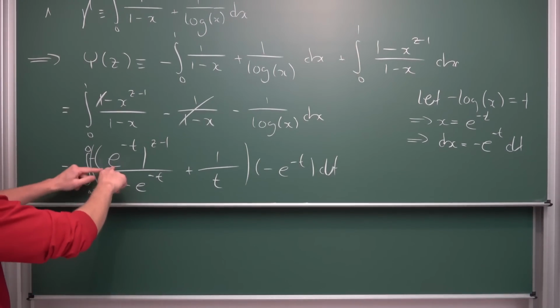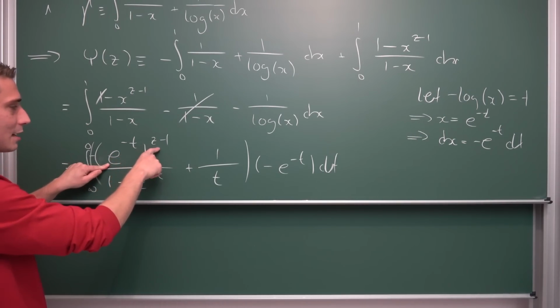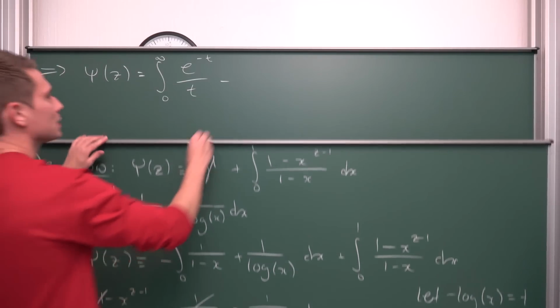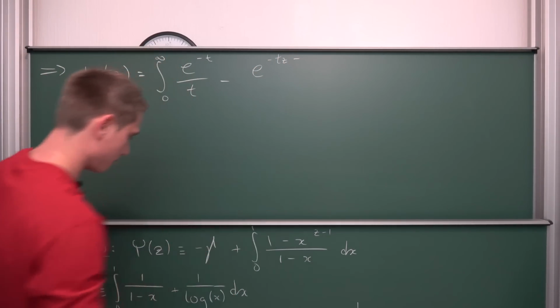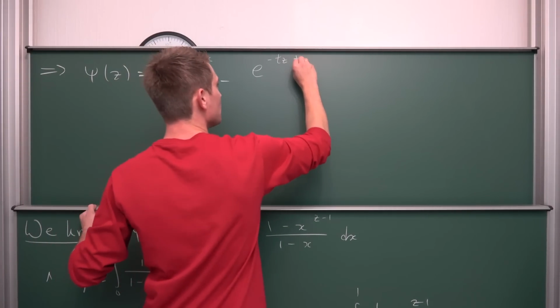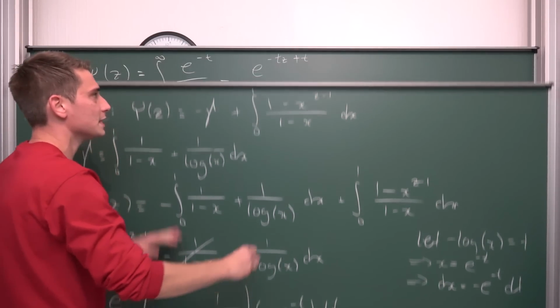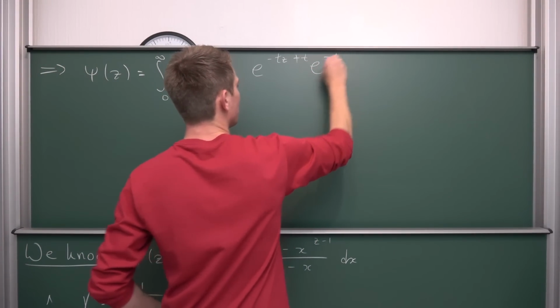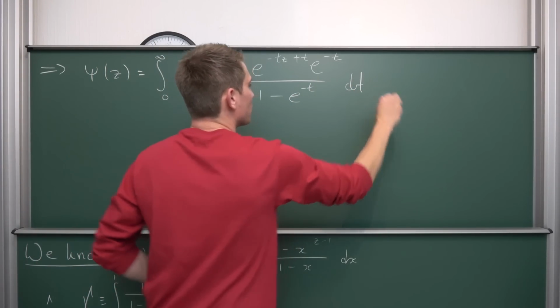On the one hand, we are going to have e to the -t times z minus 1. It's going to give us overall e to the -t times z minus, and minus is going to become positive, so plus t. Also we are going to multiply it by e to the -t over 1 minus e to the -t. Integrate with respect to t.